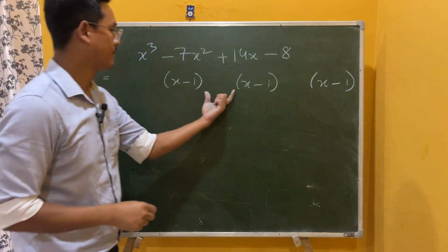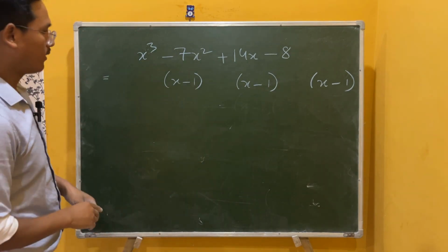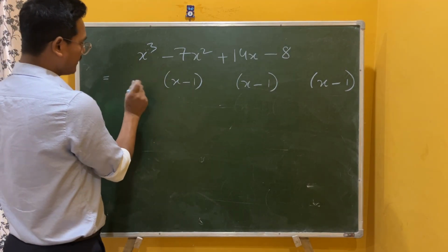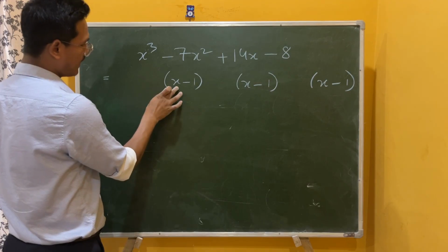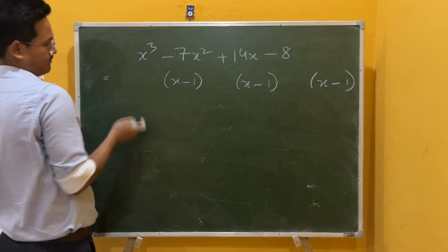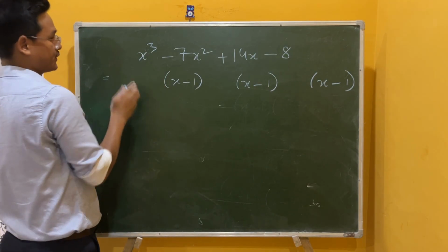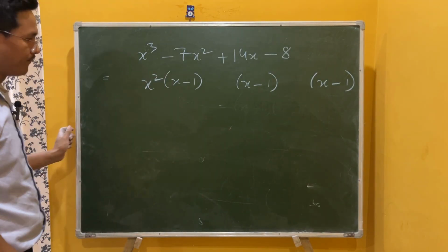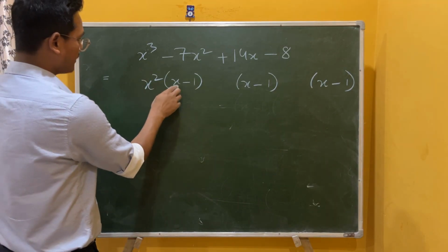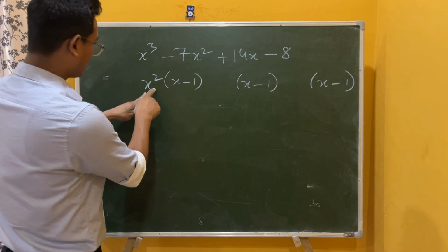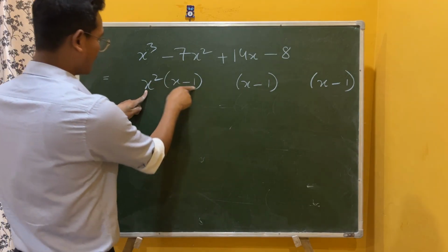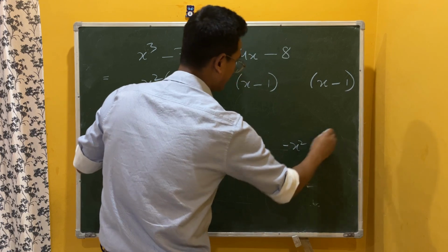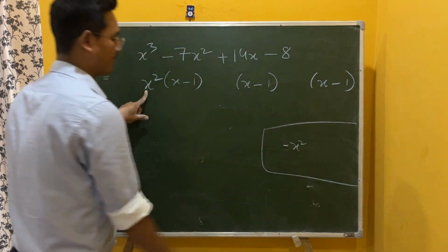And give a space between them. Now what we'll do is, you find a number which when you multiply x, it should come to the first term. So it is x square. So x square into x is x cube. But you'll have to multiply the next term also. So x square into minus 1 is minus x square. You write this somewhere.